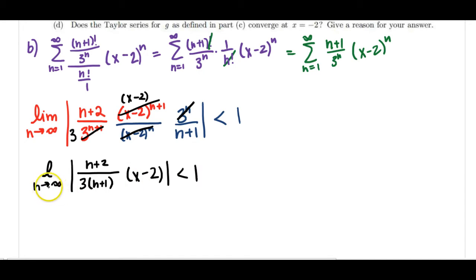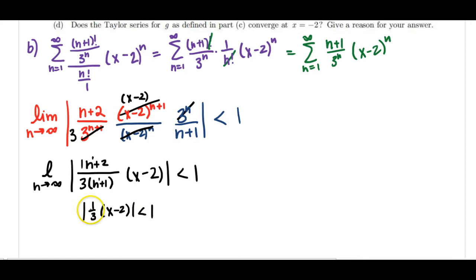Now when I evaluate the limit as n approaches infinity, that's only affecting this piece here with n's, not the x minus 2 portion. So as n approaches infinity, since these exponents match, it's going to be my 1 over 3. So what I have is 1/3 times the absolute value of (x minus 2), all less than 1.